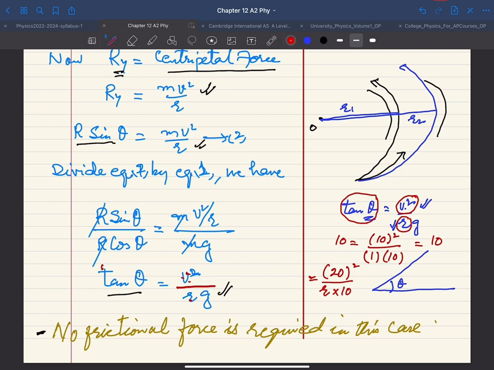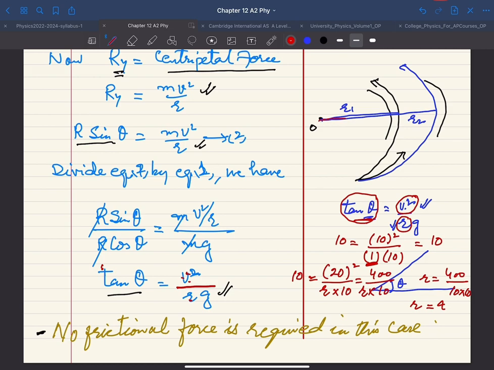This is important. As I said, you cannot change the value of theta in this case. So tangent theta is coming as 10, I'm just taking an example. Here you have 400 divided by 10 and R. If you want to calculate R, then R is equal to 400 divided by 10 by 10. So what are you getting? 4. R is 4.